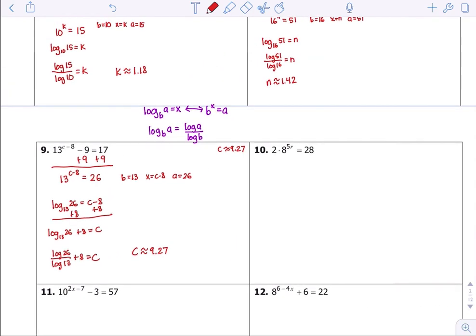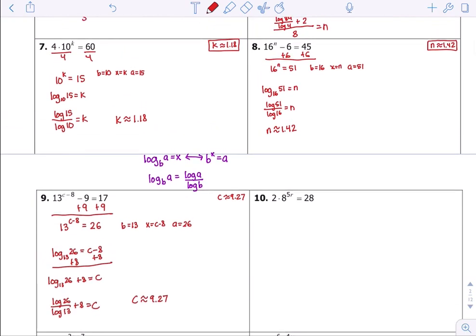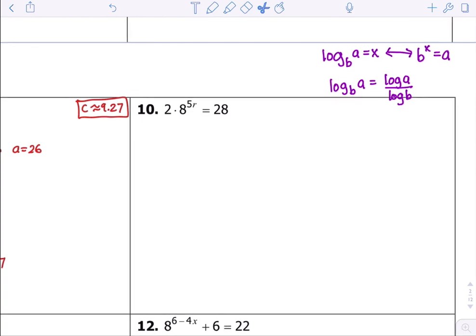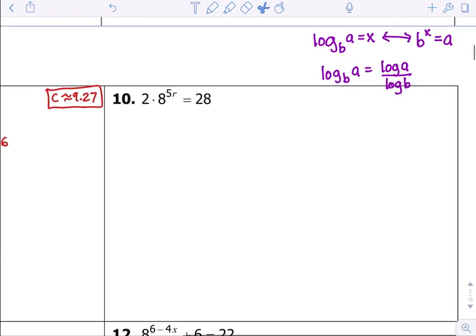Okay, number 10. Get it into exponential form. So divide both sides by 2. Sorry, exponential form. We're getting into exponential form.